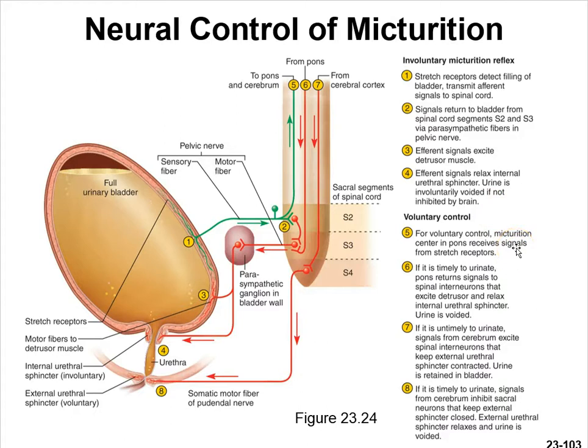So then voluntary control takes over. For voluntary control, the micturition center in the pons receives signals from the stretch receptors, and if it's timely to urinate, the pons returns signals to the spinal interneurons that excite the detrusor and relax the internal urethral sphincter, and then therefore the urine is voided. If it's untimely to urinate, signals from the cerebrum excite the spinal interneurons that keep the external urethral sphincter contracted, and then the urine is retained in the bladder.